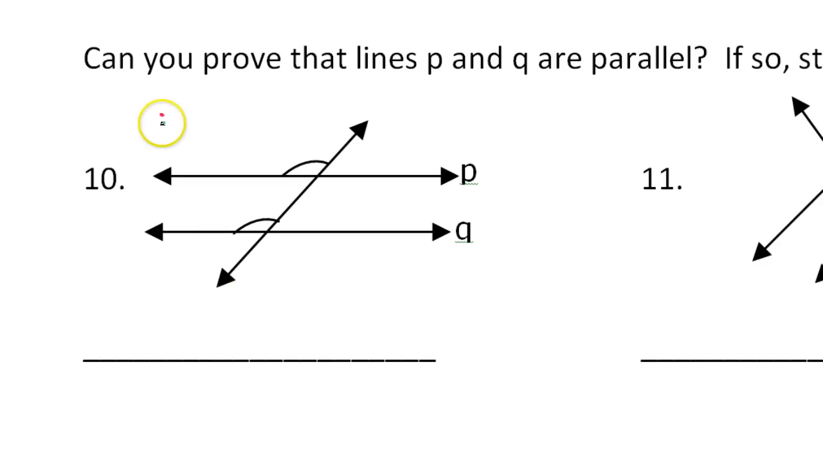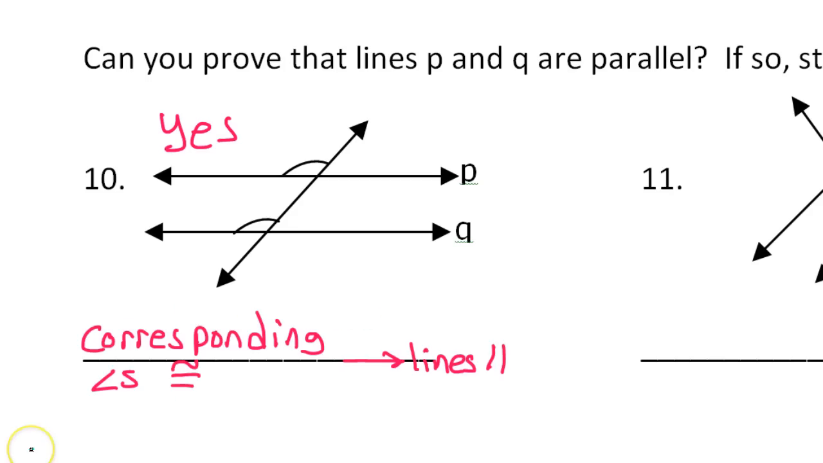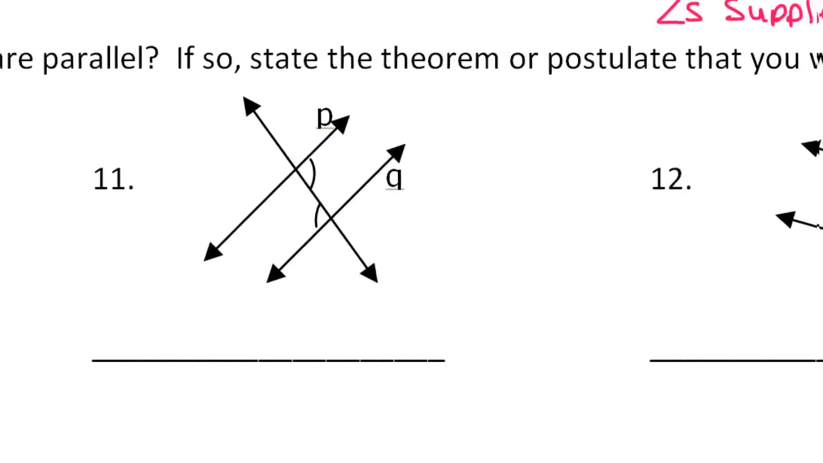So I guess we could just say a big yes up here, and then down here we could write the postulate. Corresponding angles congruent implies lines parallel. In other words, or this could be read, if corresponding angles are congruent, then lines are parallel. Okay, what about this one?